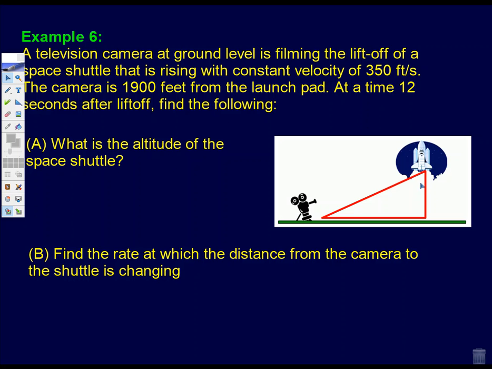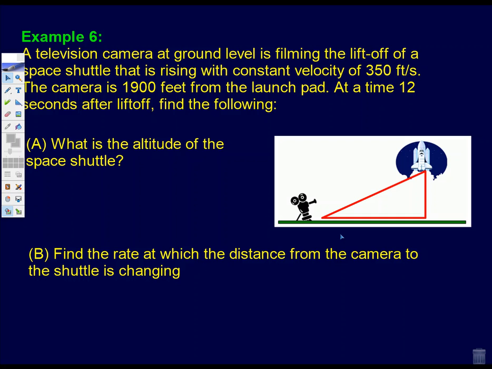The situation is the rocket is going to launch and climb off the Earth at 350 feet per second. The camera is stationed 1,900 feet from the launching pad, and we're going to solve a series of related rate questions at the instant that the rocket has been in the air for 12 seconds.